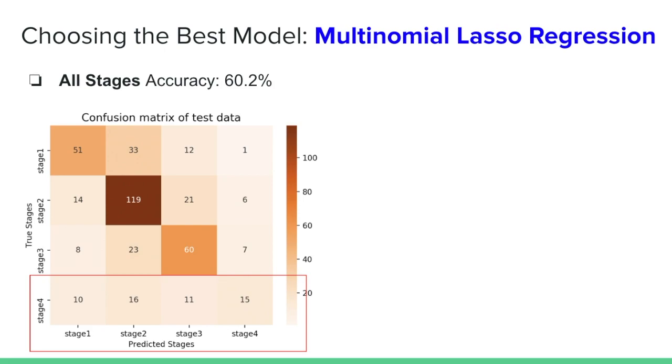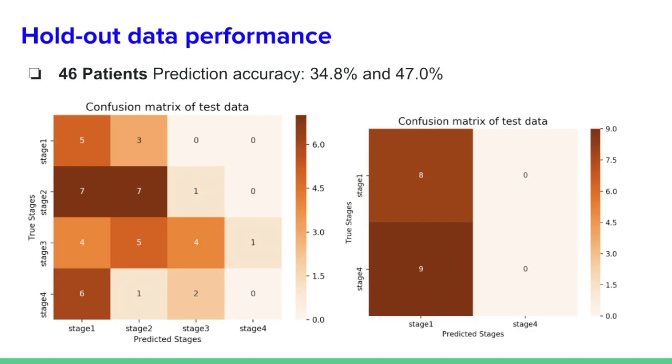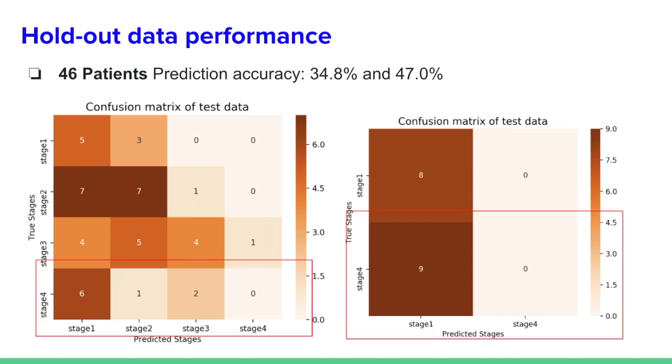The model missed stage 4 the most, and we thought this is interesting because stage 4 is the most advanced disease. We also used only 2 stages, stage 1 and stage 4, as they're expected to show the most different gene expression. Our model predicts stage 1 with high accuracy, but predicts stage 4 with low accuracy. Now, we touch holdout data of 46 patients, and the model predicted with 34.8% accuracy for all stages and 47% for predicting stage 1 and stage 4. In both cases, the model could not predict stage 4.